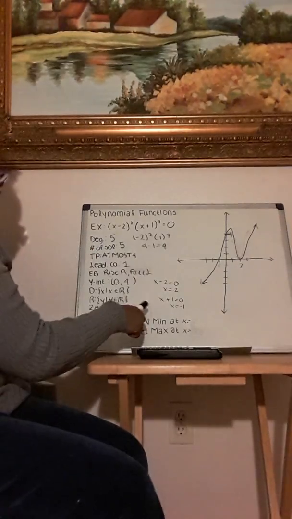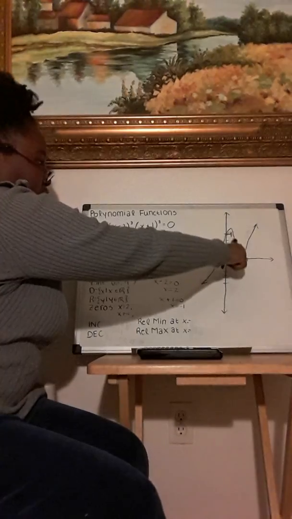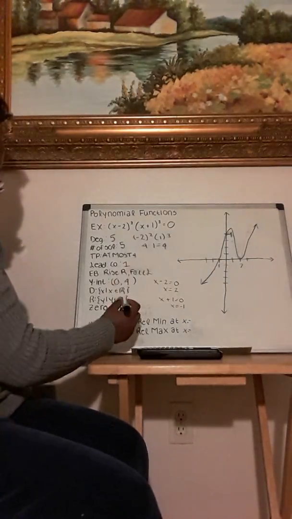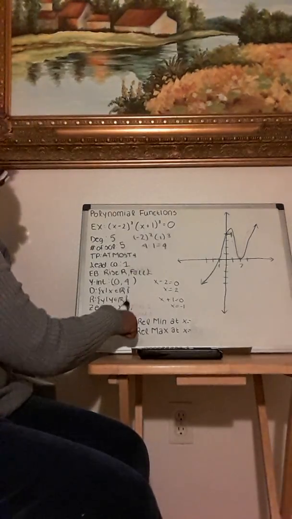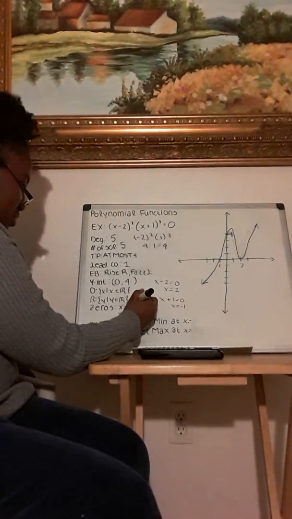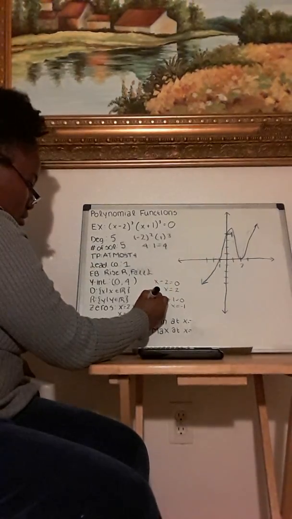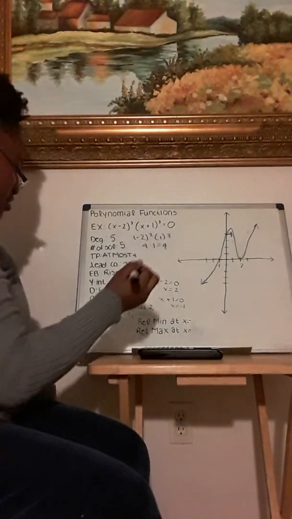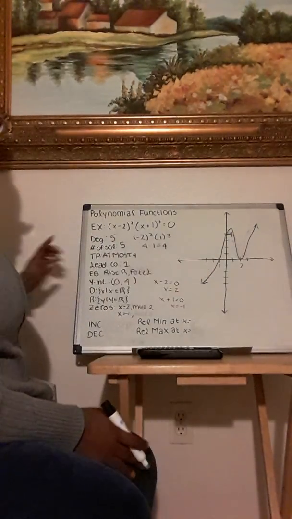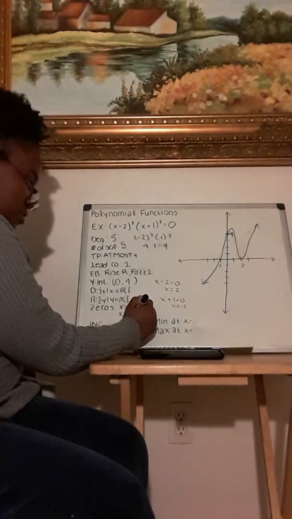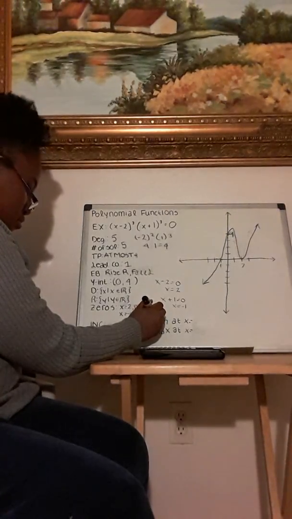But also check for multiplicities, because that will tell you, when you're graphing, whether the graph will bounce or if it will cross through. And as you can see, where x equals 2, the bounce has an even multiplicity of 2, which caused it to bounce here. And where x equals negative 1, it had an odd multiplicity of 3, which caused it to cross through.